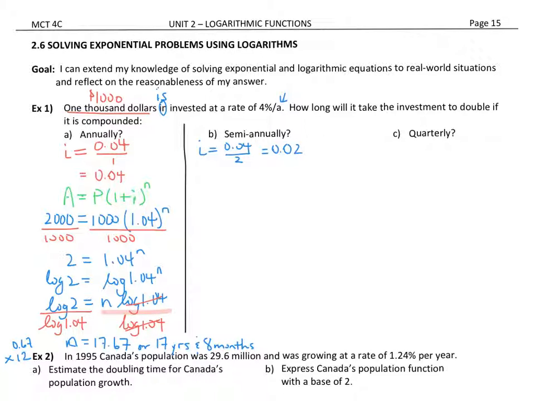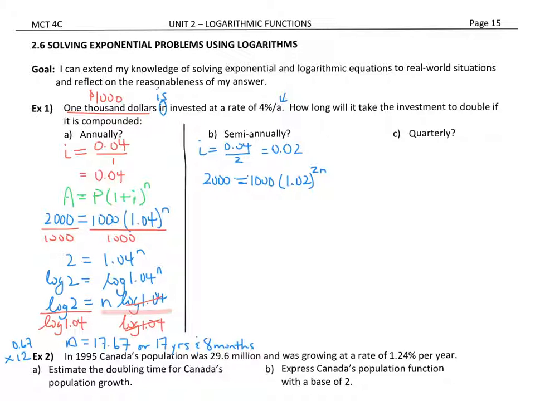We want our investment to double, so my a value has to be my 2,000. Our principal started at 1,000. My base will be 1.02, 1 plus the i value, and it's compounding 2 times every year. So my n is representing my number of years. 2 times the number of years would give me how many times it's compounding altogether.